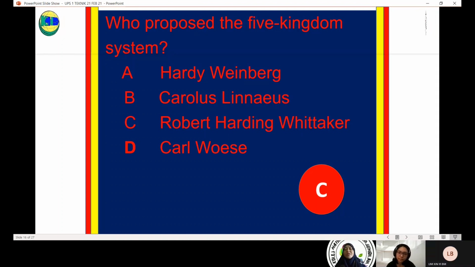Teacher can actually reuse this question, right, Madam Lim? For the five kingdom system, it is Robert Harding Whittaker. But if teacher changes it a bit and asks who proposed the three domain system, of course the answer is D, Carl Woese. Make sure you remember this. This is an example for CLO1, which is direct and very easy, so make sure you can tackle the question. Okay, so next.